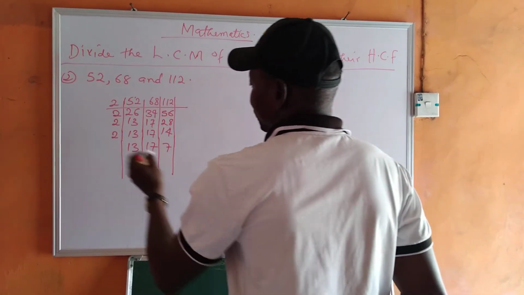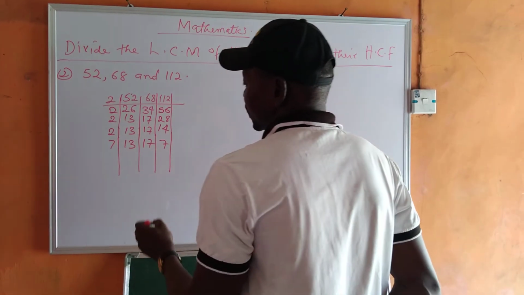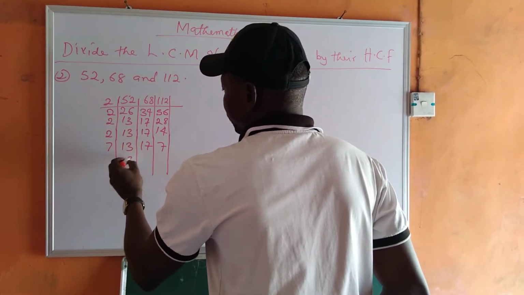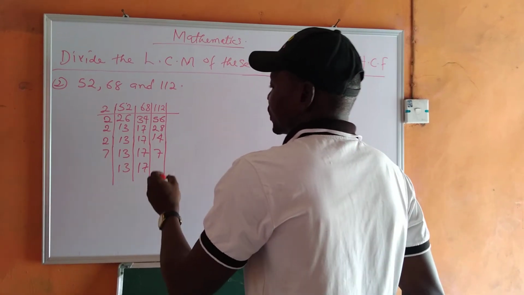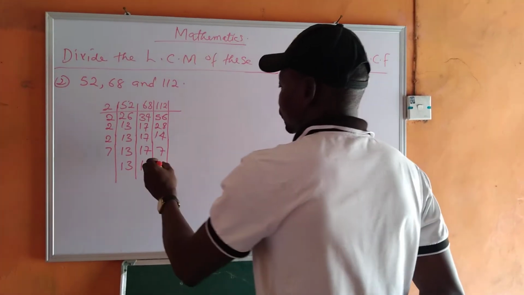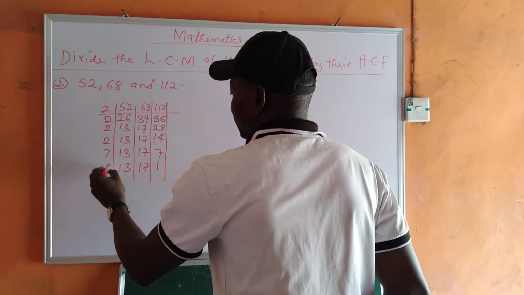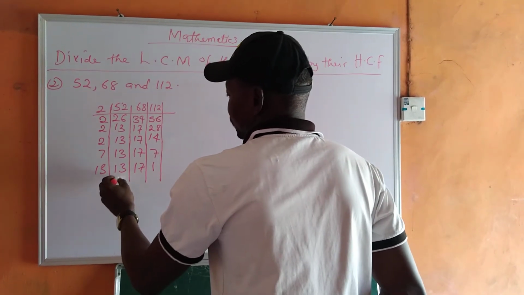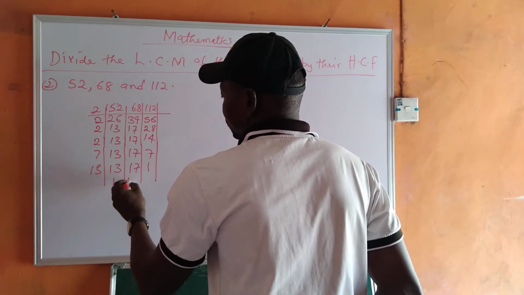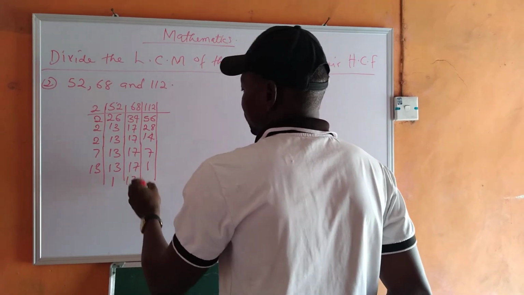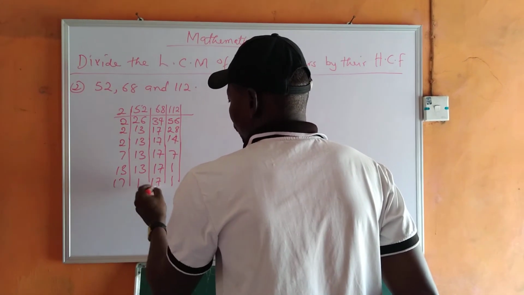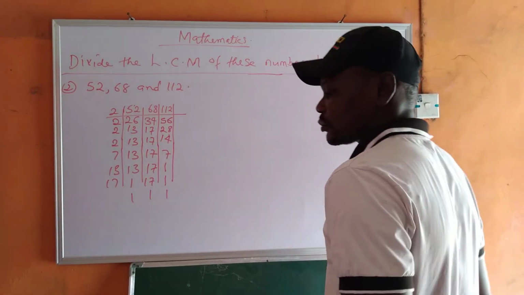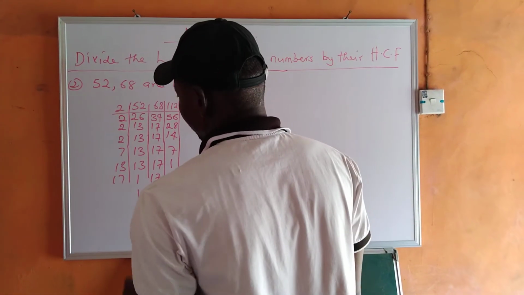So because of that, we are going to consider 7 first. 7 in 13 impossible, we write 13. 7 in 17 impossible, we write 17. 7 in 7 we have 1. Then we consider 13. 13 divided by 13, 1. 13 divided by 17, we write our 17 down. Then 13 divided by 1, we have 1. Then we now use our 17, 1, 1, 1. So this is the value we are going to have.